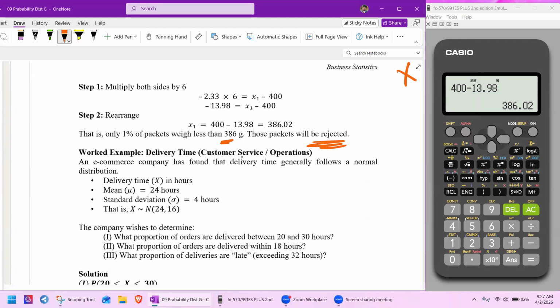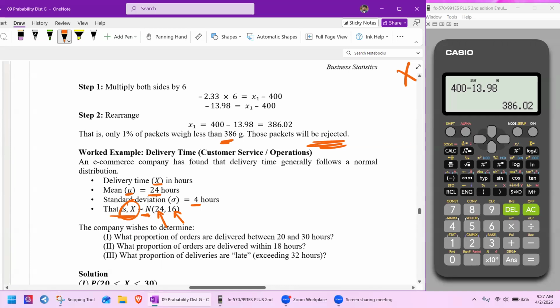Delivery time, customer service operations. An e-commerce company has found that delivery time generally follows a normal distribution. Here, delivery time is X, mean 24 hours, standard deviation 4 hours. So we can write X follows a normal distribution with the mean of 24 and the variance 16.